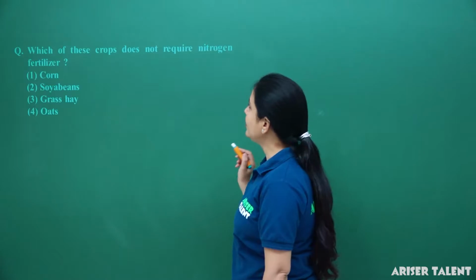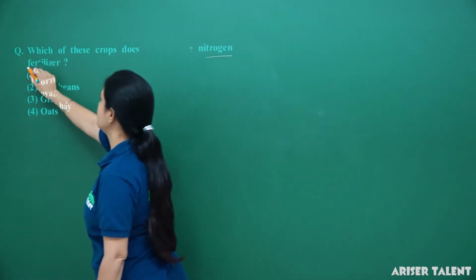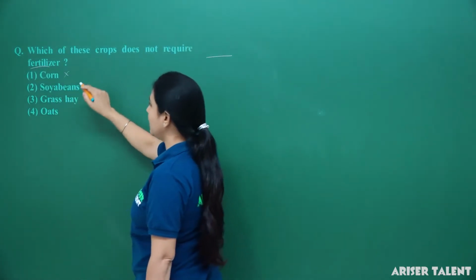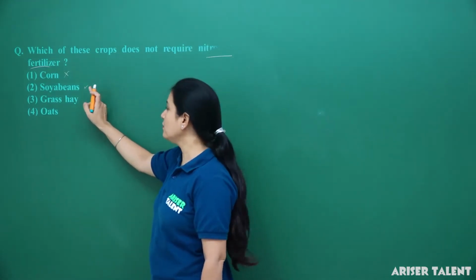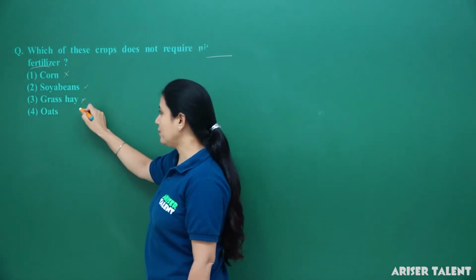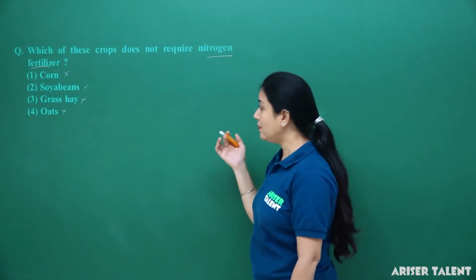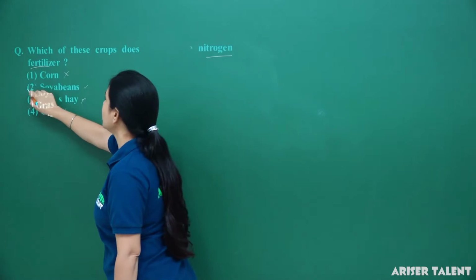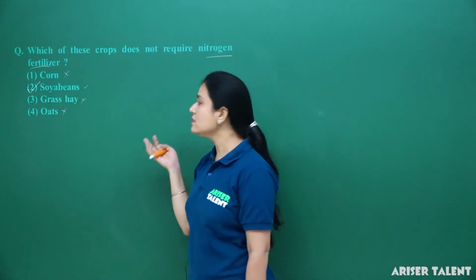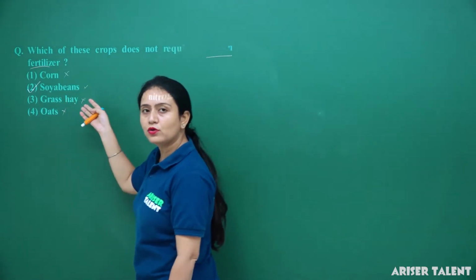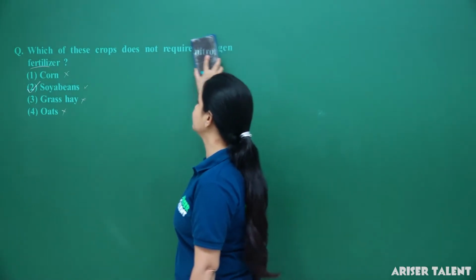Next, which of these crops does not require nitrogen fertilizers? Corn? No, it requires. Soybean? Yes, it can be, because it is a leguminous plant. Grass, hay? No, it also requires. Oats? No, it also requires nitrogen fertilizer, but only the soybean does not require nitrogen fertilizer because it is a leguminous plant and it already has rhizobium in the root nodules of the plant. Clear? So option 2 is the correct answer.